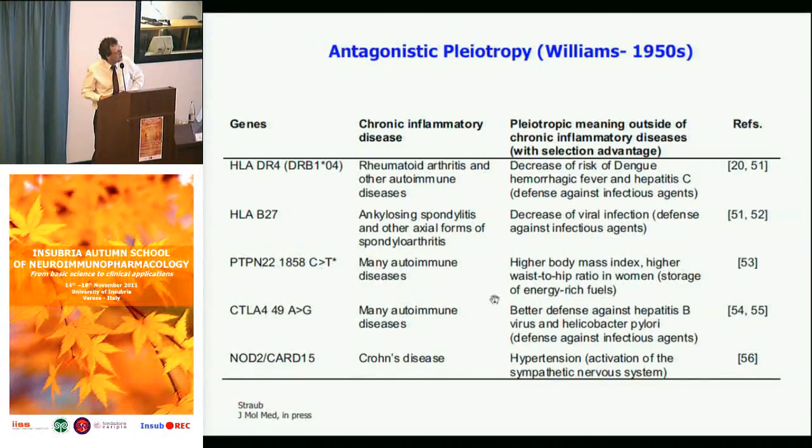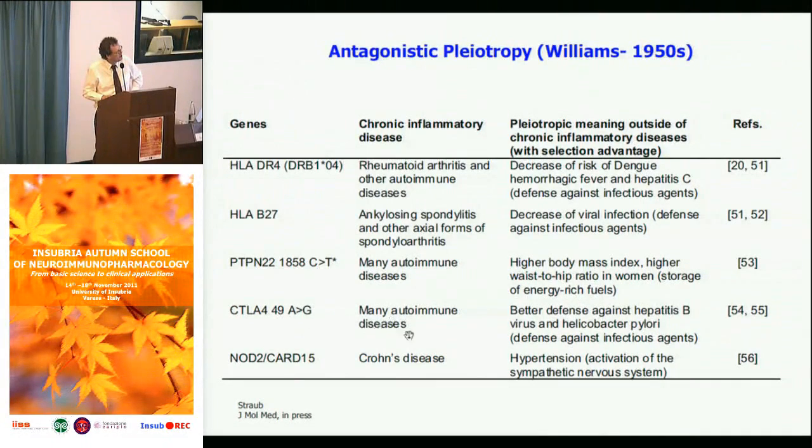PTPN22, now linked to many autoimmune diseases, is linked to a higher body mass index and higher waist to hip ratio in women. The selection advantage was the storage of the energy-rich fuels. If you can store anyhow with the PTPN22 more energy reserves, energy-rich fuels, it's good for you. That was the selection pressure.